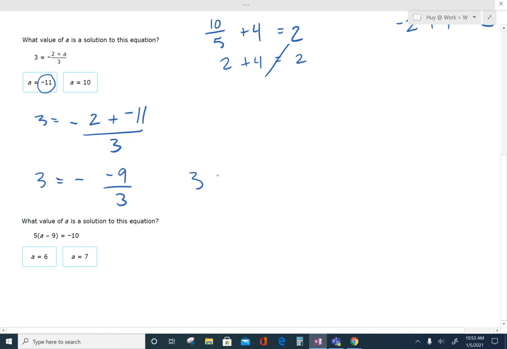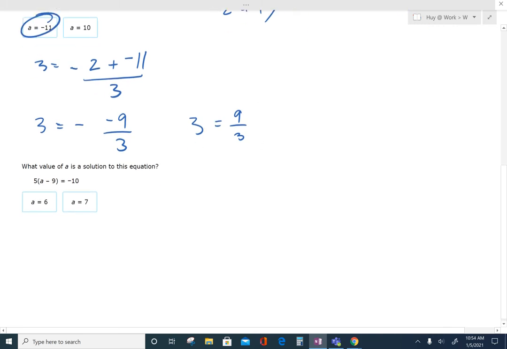So does 3 equal a negative? A negative is a positive. So positive 9 over 3, it does equal 3. So this time we have our first answer choice done, okay?